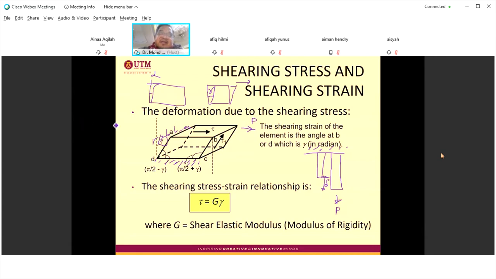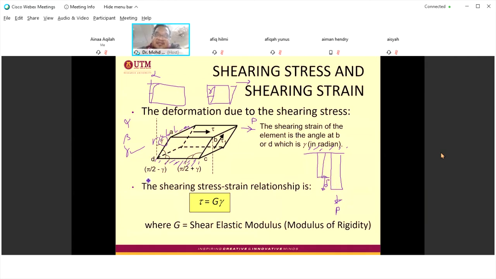gamma. Alpha, beta, gamma. So the deformation here is delta because you try to pull it like P. The deformation for this kind of force, horizontal, is tan gamma. The bigger your force, the bigger your gamma. The bigger your P, the bigger your delta.